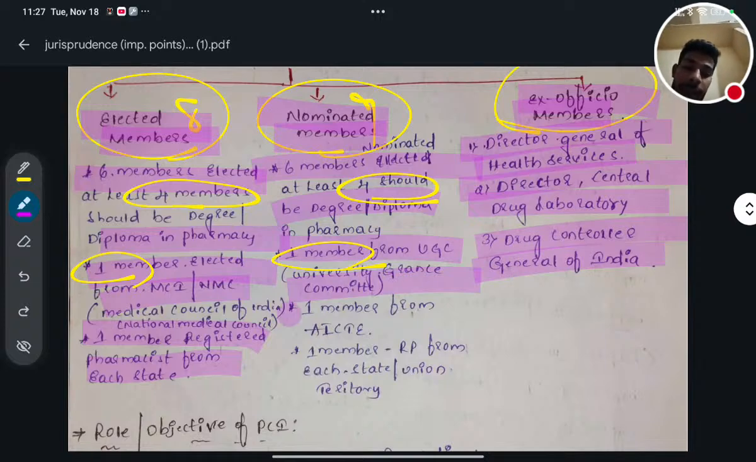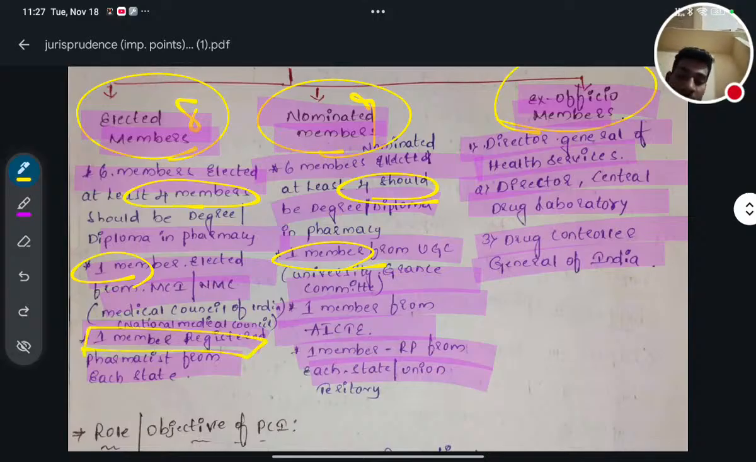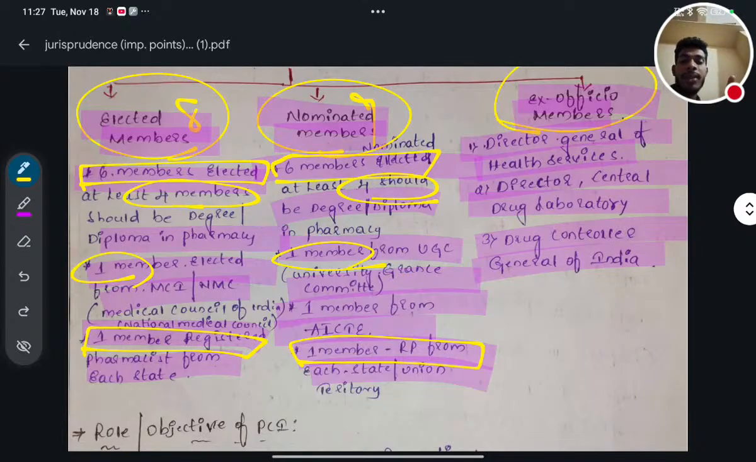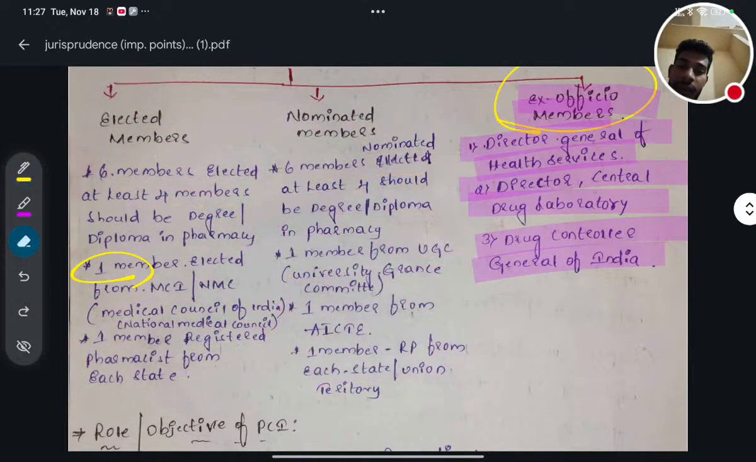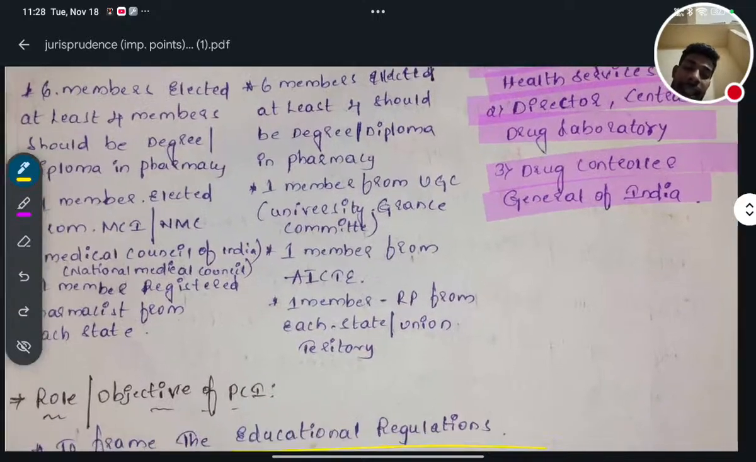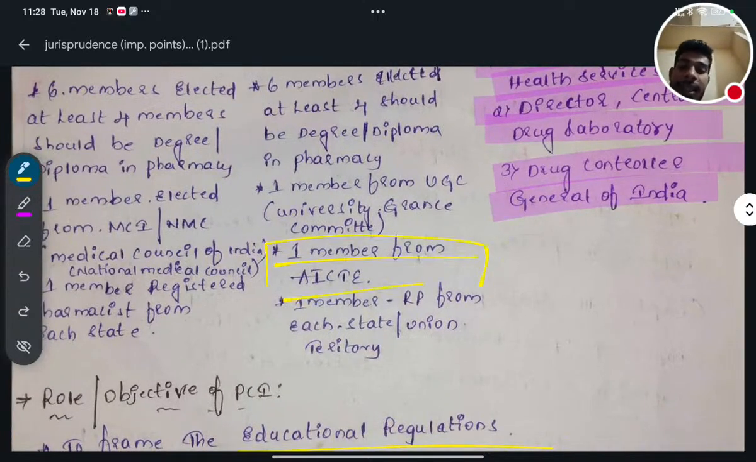In the case of nominated members, again 1 member from AICTE and 1 member from each state or union territory, that should be a registered pharmacist. So ultimately, one thing is common, that 1 member should be a registered pharmacist. Another thing is common: out of 6 elected members, 4 members should have diploma. In the case of elected members and nominated members, one thing is extra, that is 1 member from AICTE. So this is the extra point only.